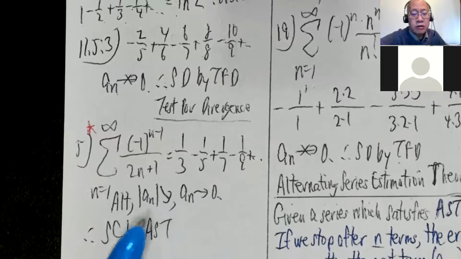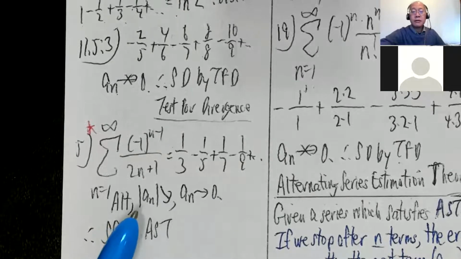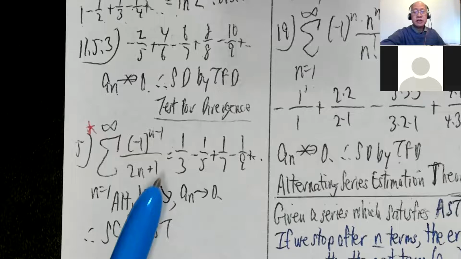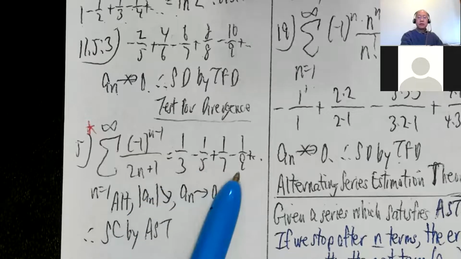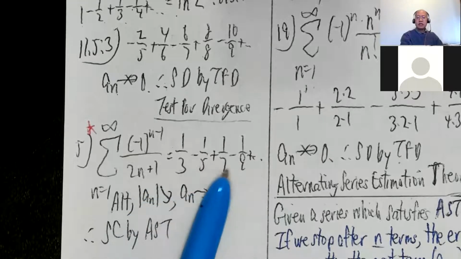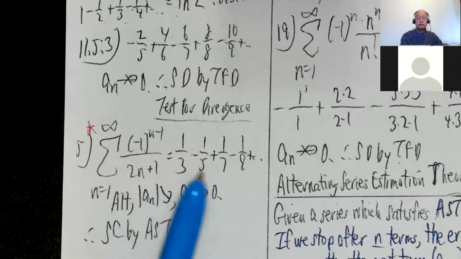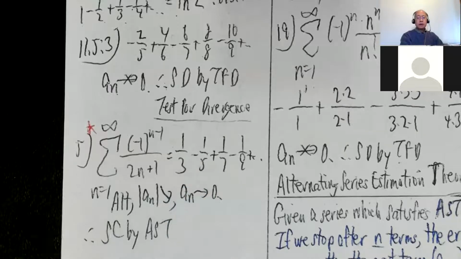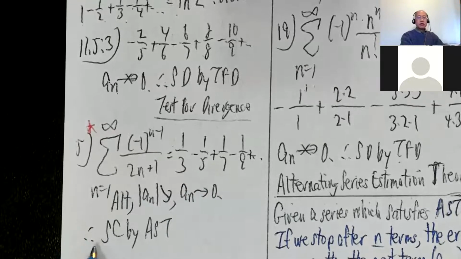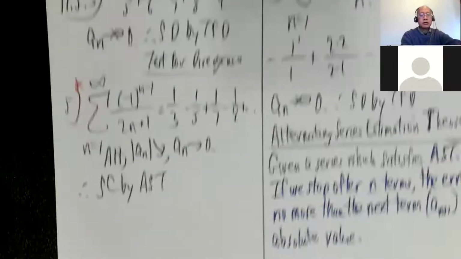Okay, so it's definitely alternating. The absolute value of a sub n decreases. The terms are decreasing in absolute value. 1/3, 1/5, 1/7, 1/9. They're getting smaller. And they approach 0. So therefore, the series is convergent by the alternating series test.